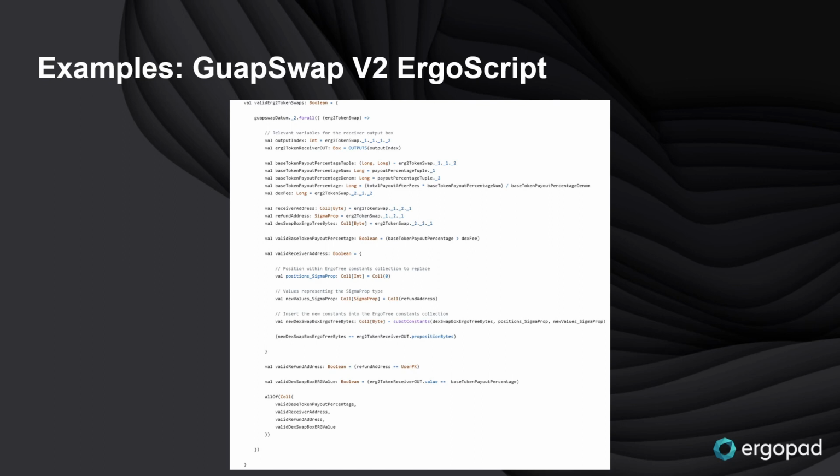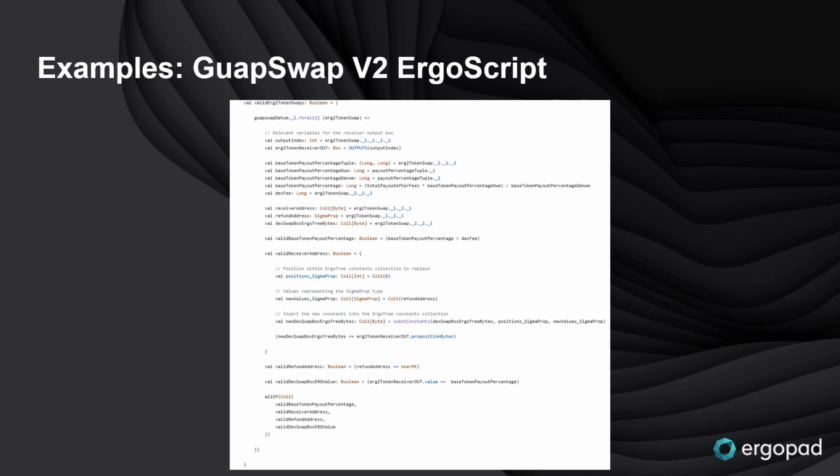So I check in this one that the public key is the same as the user's, so that the swap box can be spent correctly. We check that the refund address is the same as the user's public key, so that you're able to refund your funds if you want, and that the swap box has the correct Erg in it. And then we want all of these conditions to be satisfied, and so we use the allOf method.